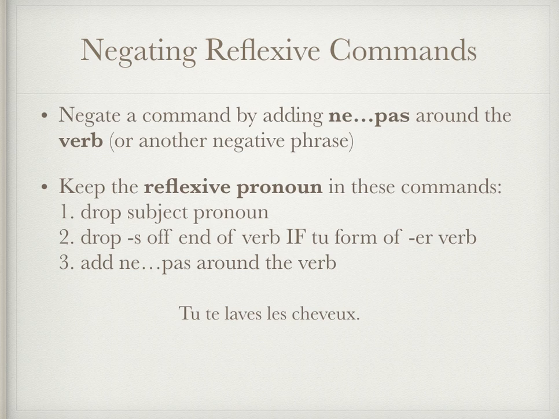Let's look at another one. Slightly more complicated because this one is tu. So we have tu te laves les cheveux. So you are washing your hair. We're going to drop our subject pronoun. Since that was a tu form and laver is still an ER verb, we'll drop that S. And we'll add a ne pas around the entire verb. Ne te lave pas les cheveux.